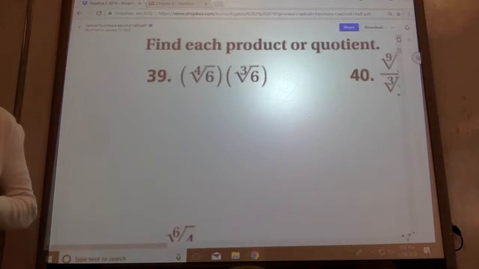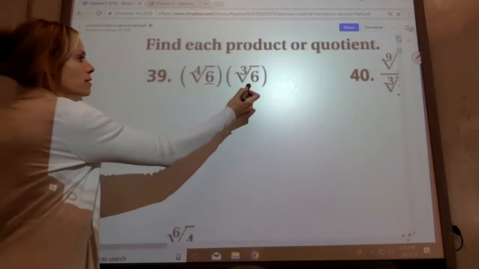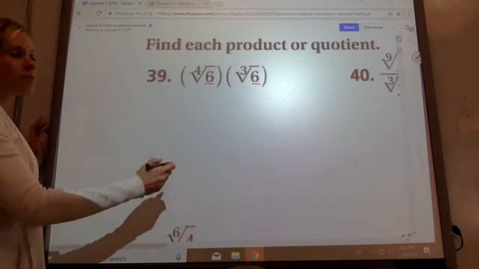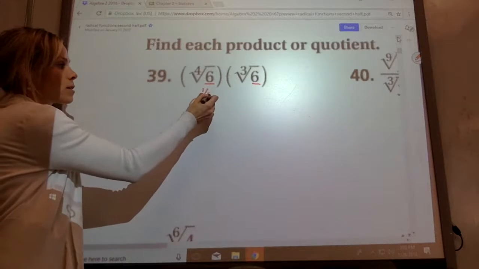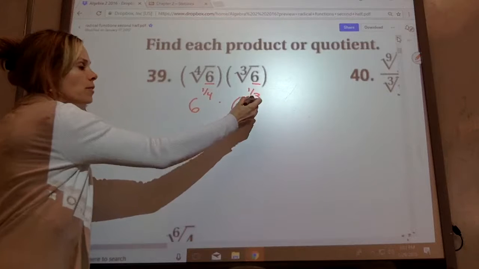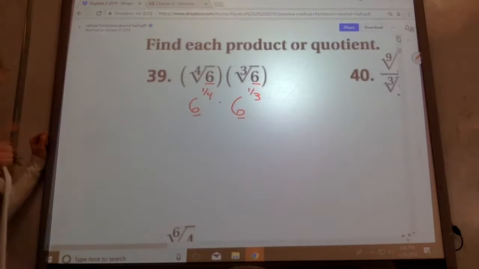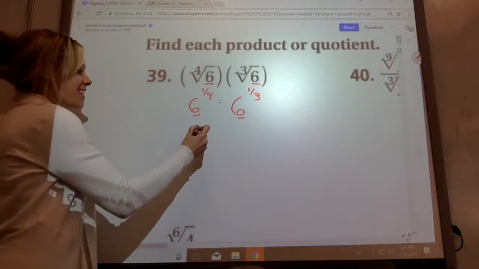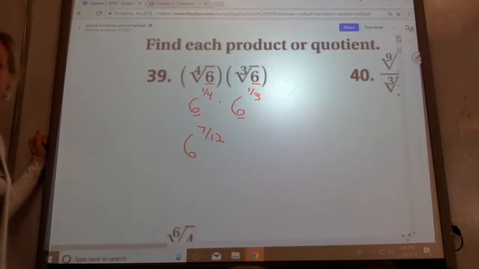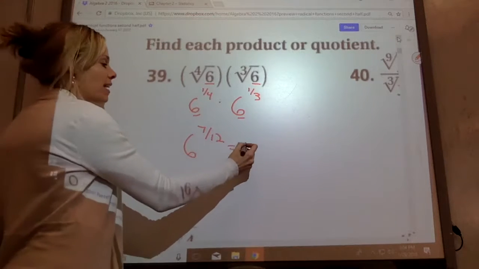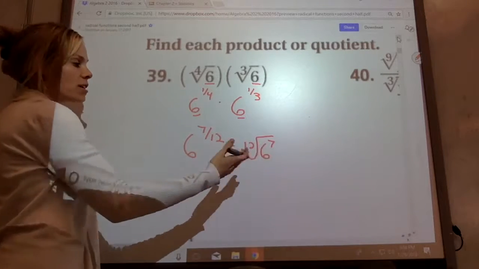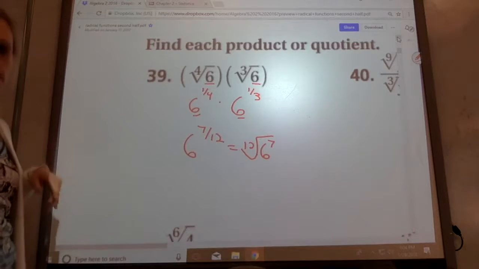Looking, do I have same bases or same indexes? You should notice that you have same bases. Because what can I do? I can rewrite this as 6 to the 1/4, 6 to the 1/3. Now I have same bases. What would I do with the exponents? Add. Right? So 1/4 plus 1/3 would be 6 to the 7/12. Good. Which I can say 12, if you wanted to, 6 to the 7th, just to see if you can simplify it anymore, but we can't.